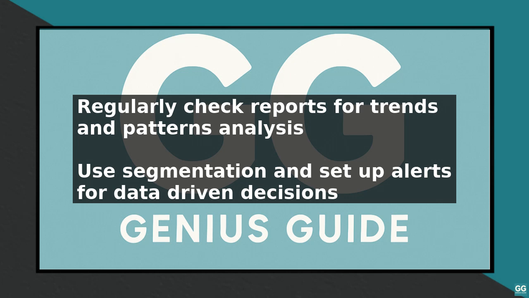Best practices for analyzing Google Analytics 4 data include regularly checking your reports to identify trends and patterns, using segmentation to analyze specific groups of users, and setting up alerts to notify you of significant changes in your data. By following these steps and best practices, you can gain valuable insights into your website or app's performance and make data-driven decisions to improve it.